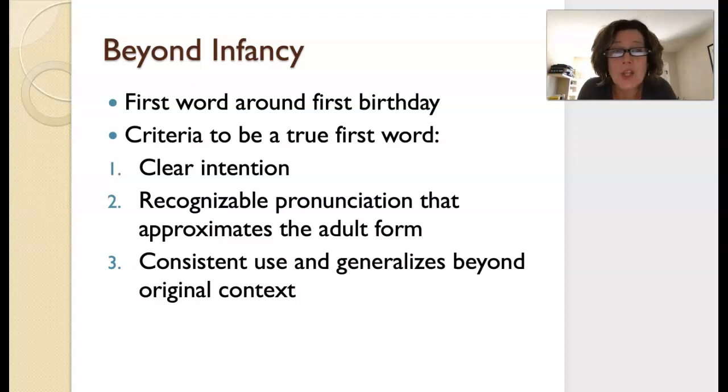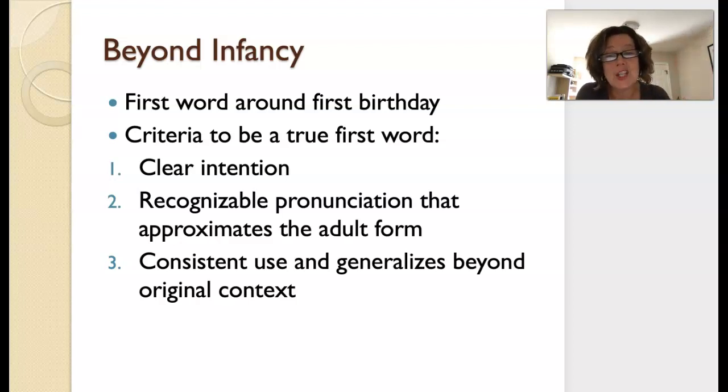However, we all like to think that our babies are brilliant, and we all like to say, oh yeah, they said mommy and daddy and truck and all this when they were only 4 months old. But to truly be the first word, there has to be a clear intention. The infant must say the word with clear intention. So the child says juice when reaching for the juice. She understands the connection between the word and that glass of juice over there. So it has to be a clear intention.